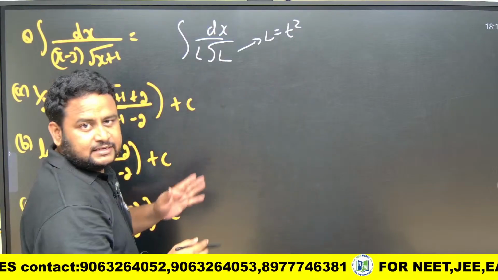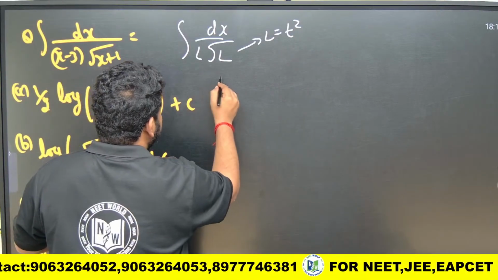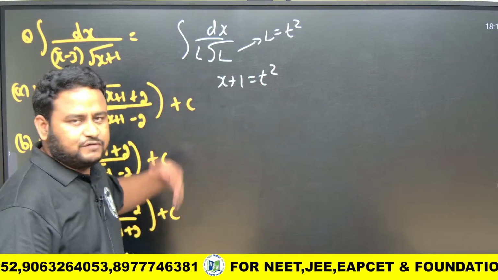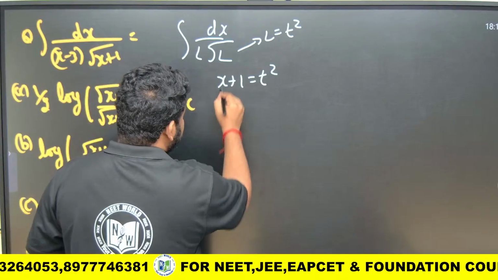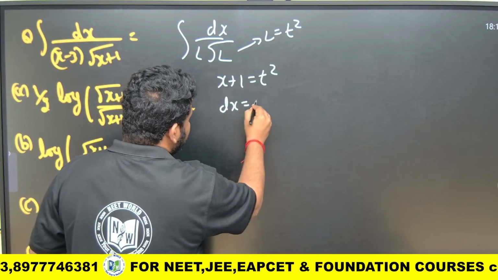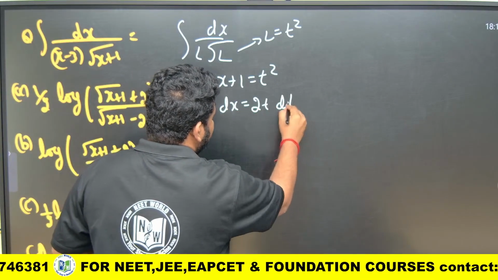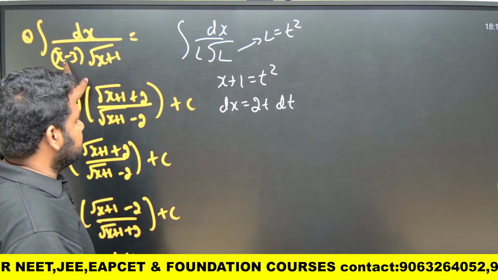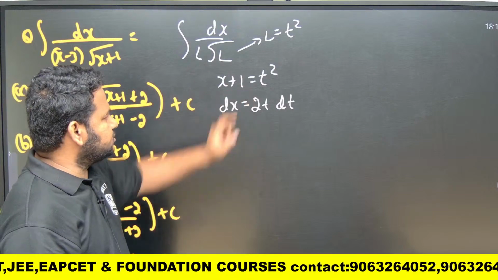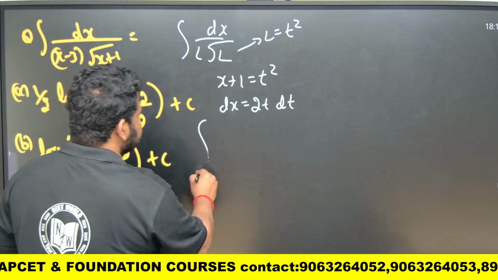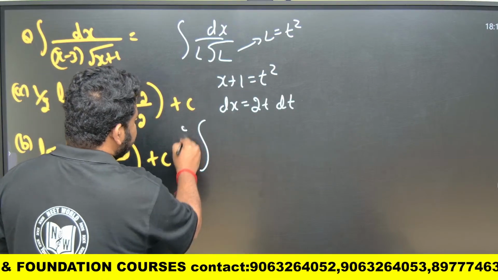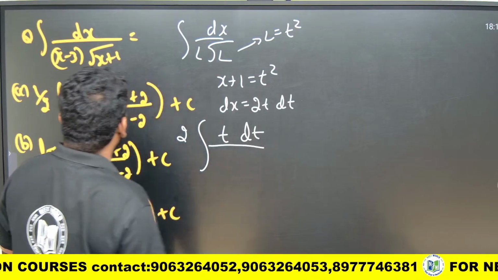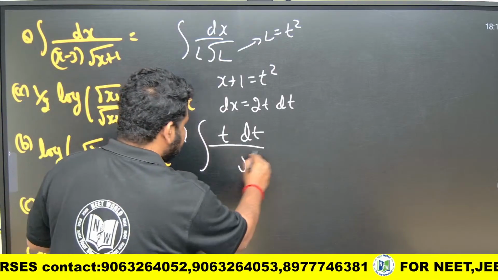So what do we have here? Square root of x plus 1. So I have to put x plus 1 equal to t square. Then dx will become 2t dt. Now what happens to x minus 3? If x plus 1 is equal to t square, let me put the value here. dx is equal to 2t dt, 2 I will write outside, so this will become t dt. Now square root of x plus 1 is nothing but root t square, that is t.